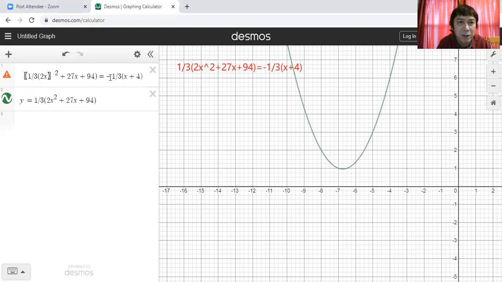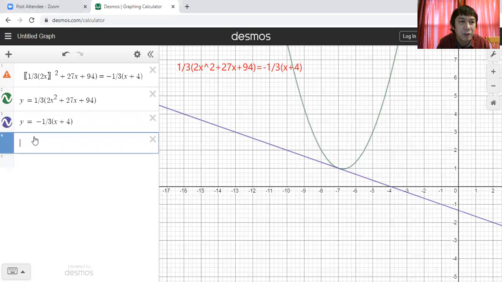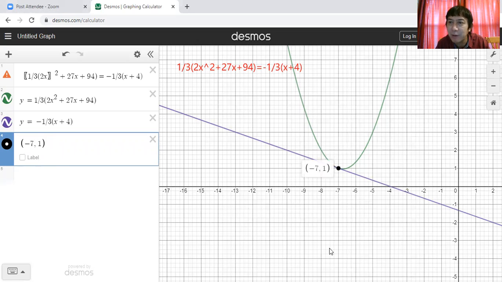Now let's have the right side. Okay, y is equal to the right side, there. Okay, you can see the intersection of the parabola and the line, all right? And the answer is like at the point -7, 1 of the second quadrant. So we can type that point, -7 and 1, there. And we can put a label there, -7, 1. Okay, that's the coordinate of that point.